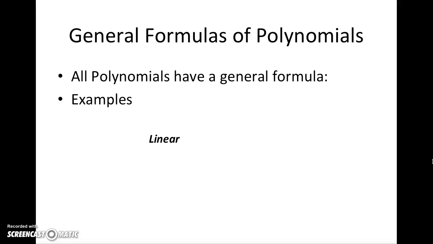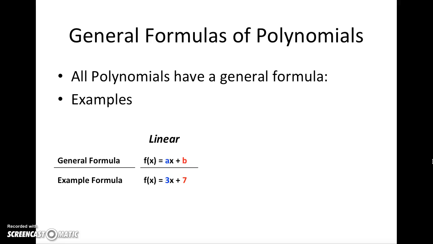If we start off with a linear polynomial, for example, the general formula of a linear polynomial is f of x equals ax plus b. And what you may notice here is that in the example underneath, a is 3, that is the coefficient in front of x, and b is 7, that is the constant at the end.